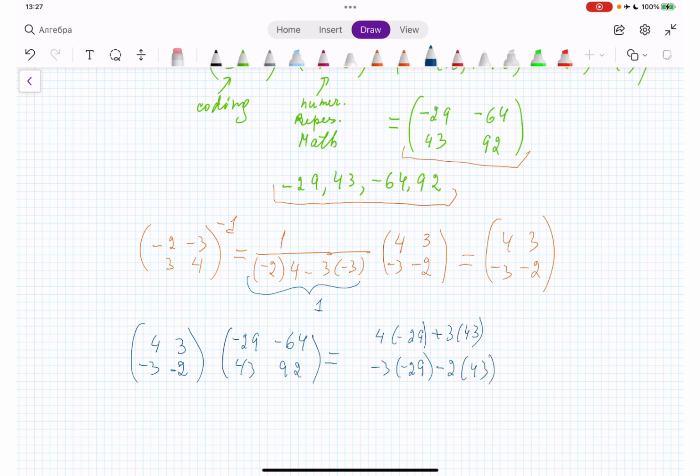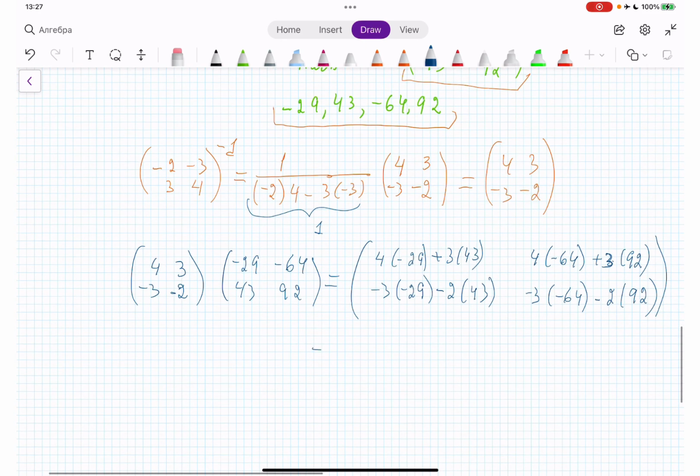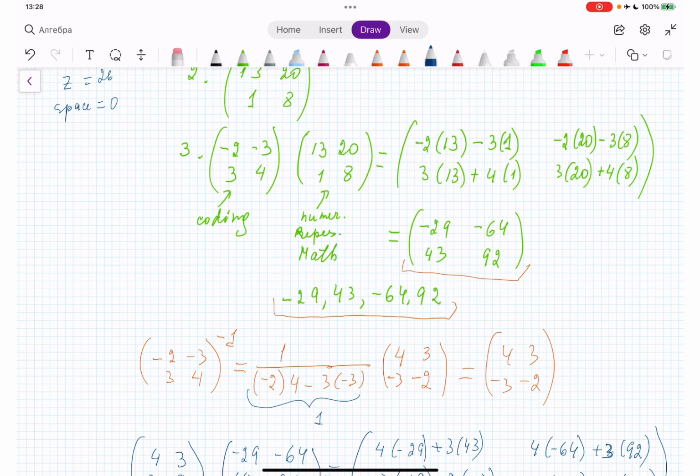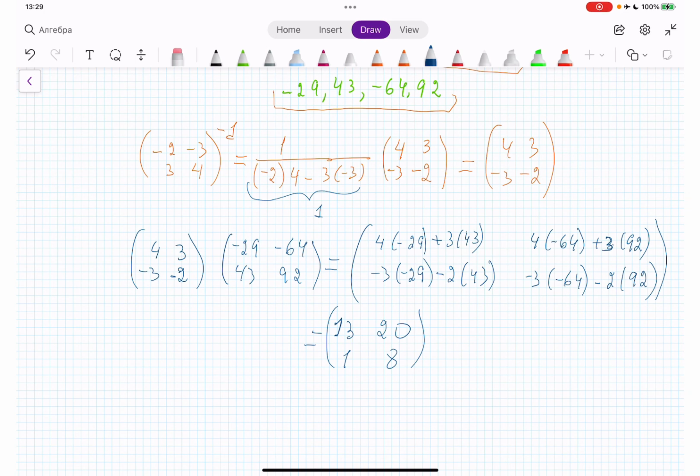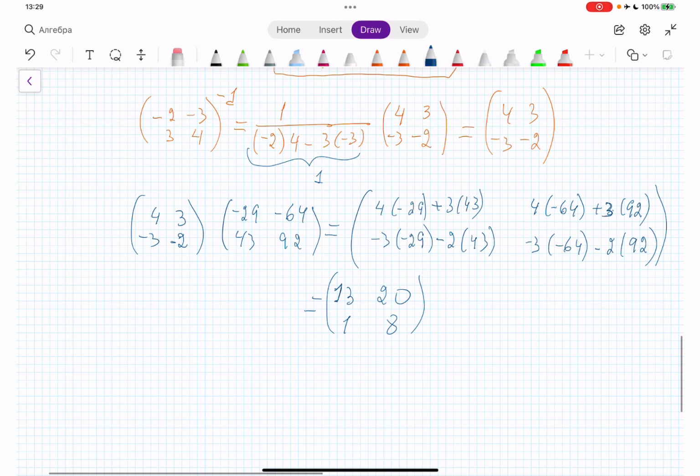Okay. And now the second column, 4 times negative 64. Here we have plus 3 times 92, negative 3 times negative 64, minus twice 92. Okay, and our result is going to be 13, 20, 1, and 8. Here it is. I didn't even multiply myself. I just wrote down the original one because I'm absolutely positive that this is going to be the result. Okay, we got this code 13, 1, 20, 8. Let me write down 13, 1, 20, 8.